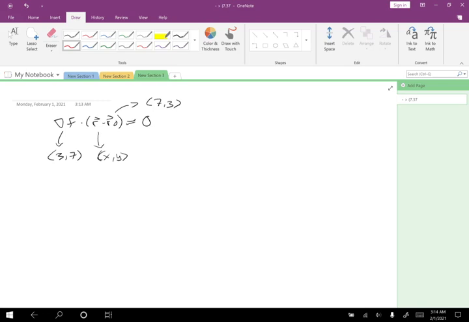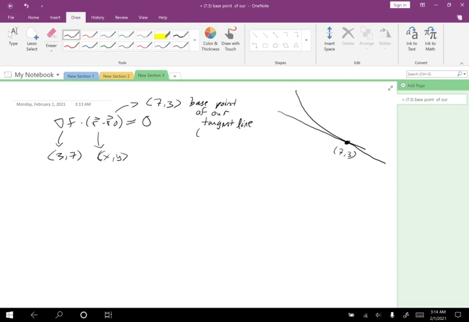If we have our level curve, and here's 7, 3, the tangent line hits 7, 3. That's the definition of that tangent line. Tangent line hits 7, 3. And so it's actually the base point of our tangent line. Right at 7, 3, the whole point of the tangent line is that it hits 7, 3. It hits the curve at 7, 3. It hits that curve.